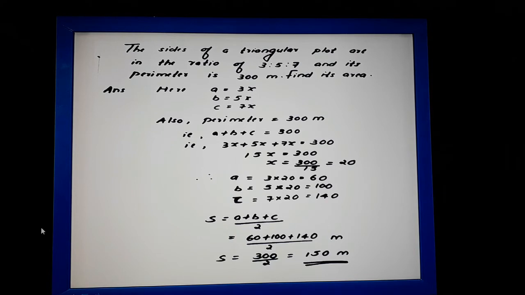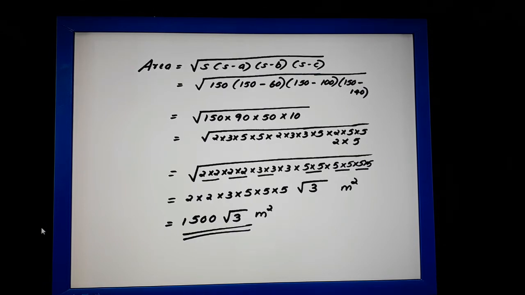Next question, the sides of a triangular plot are in the ratio of 3:5:7 and its perimeter is 300 meter. Find its area. We have discussed in our section how to do it. You can just copy the questions and solutions also. Get the area. Area is equal to 1,500 root 3 meters square.